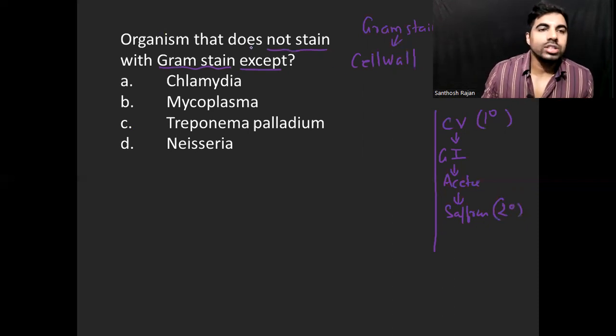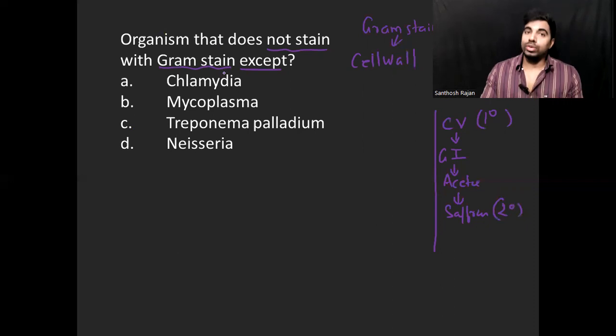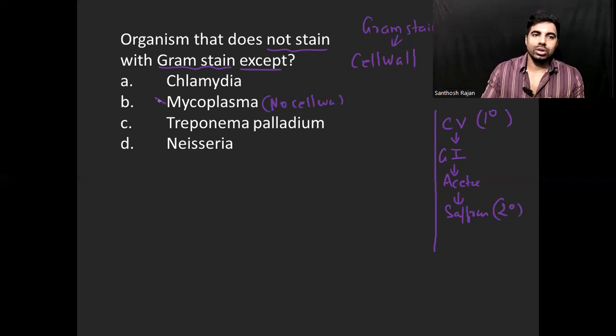Okay. So now, there are some organisms that do not stain with a gram stain. Which ones are those? Mycoplasma, no cell wall, so that is totally out. Chlamydia is something intermediate between virus and bacteria. And moreover, it is intracellular. It always lives inside the cell.